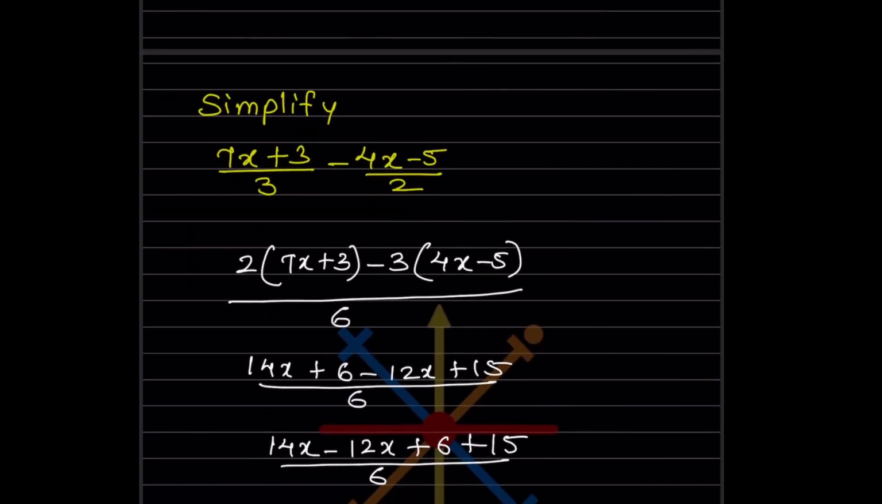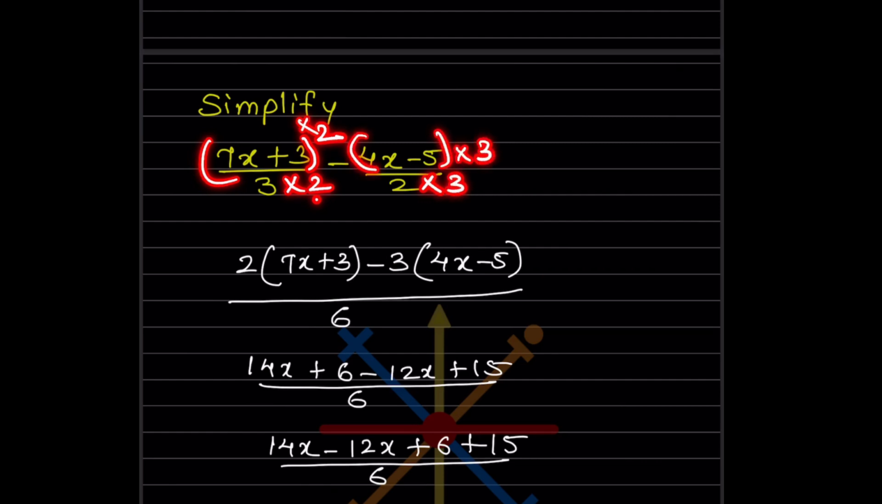Now we have to simplify this one. So now what you can see, the denominators are different. So let us first make the denominators equal by taking the LCM. What will be the LCM of this 3 and 2? That is going to be 6. So here you are going to multiply by 2. Since you multiplied here by 2, this also should be multiplied by 2. This will be 3, so this also should be multiplied by 3.